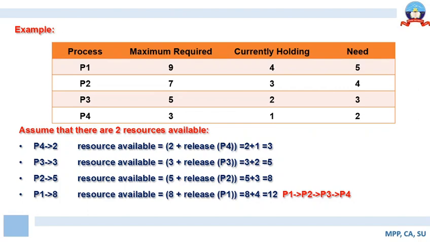It will not only release 3, but it will also release the resources that it was holding prior to its completion. So it was holding 2 resources, so 2 plus 3 will be 5. So P3 on completion will release 5 instances of resources. So with 5, we have 2 more processes to complete, P1 and P2. So we see that we can satisfy P1 as well as P2 with 5 instances of resources.